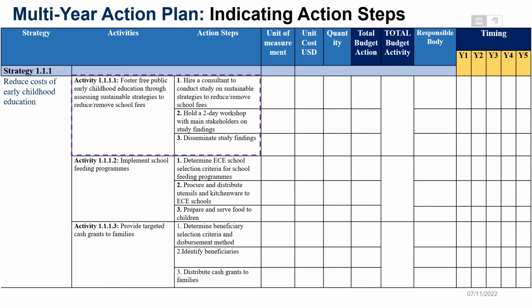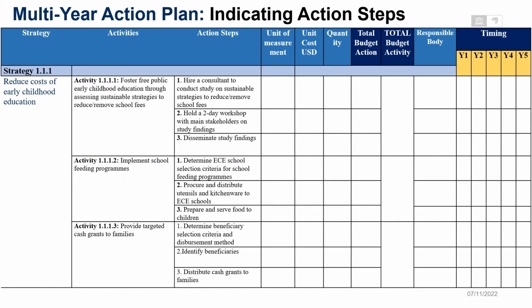We could decide that we would prefer for the study to be conducted externally. So the first major action step is hiring a consultant to conduct the study. We can then say the second step would be to hold a 2-day workshop with the main concerned stakeholders on the study findings, and the third step would be to disseminate the study findings more widely. Note that you could of course break down the action steps in even greater detail, but to keep things simple, try to focus on 3 to 5 major action steps for each activity.